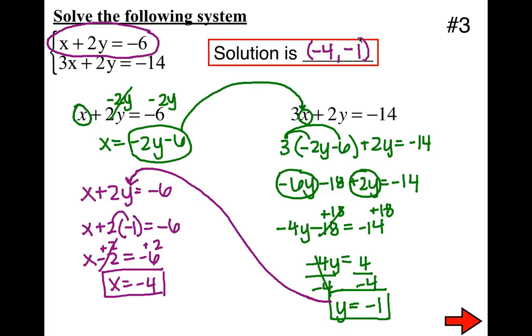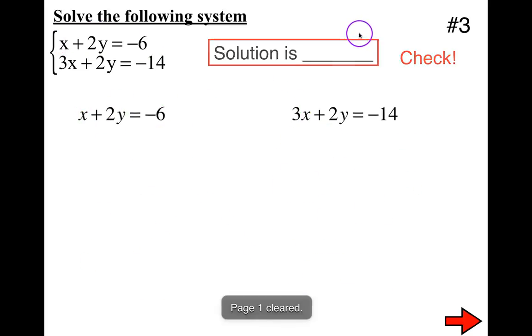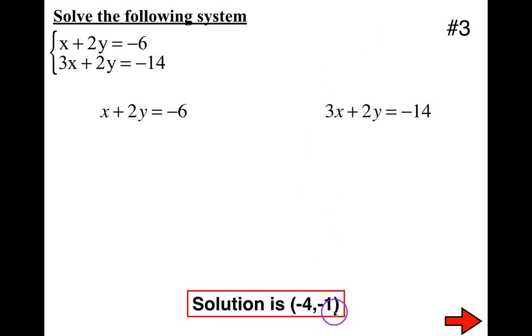We need to make sure to check our work so that way we can confidently say that this is indeed the solution to our system. So let's go ahead and check that out. So here we're going to quickly remind ourselves that, hey, the x's are negative 4 and the y's are negative 1s. Once we've done that, we can go ahead and start substituting their values in. Our x is a negative 4 plus 2. Our y values are negative 1, and it's supposed to equal negative 6.